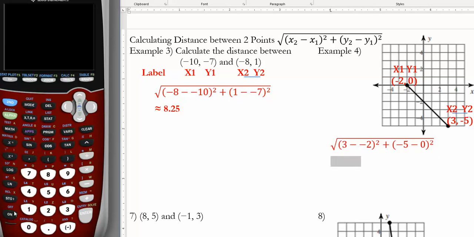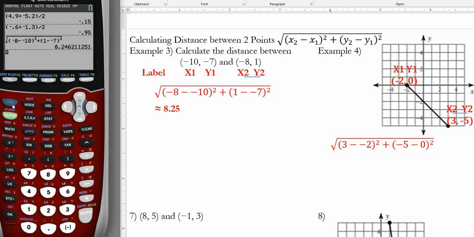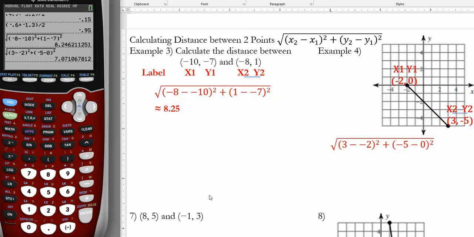And once we type that into our calculator, we arrive at an answer of 7.071, so forth and so on. And that 1 is going to just tell the 7 to stay right where it's at, so 7.07.